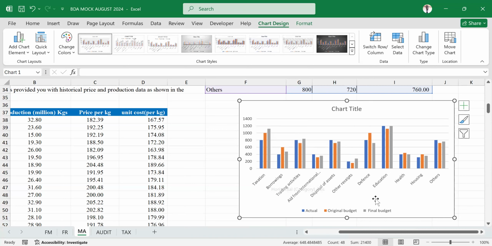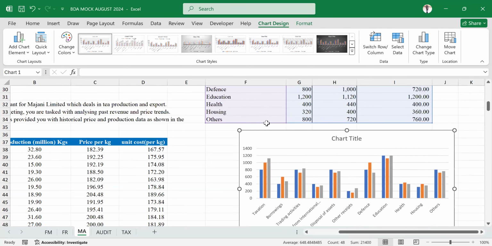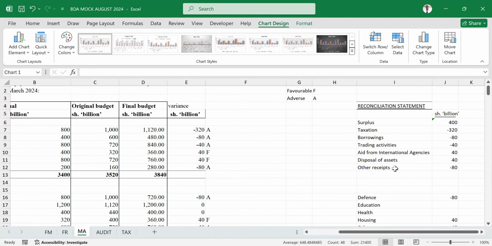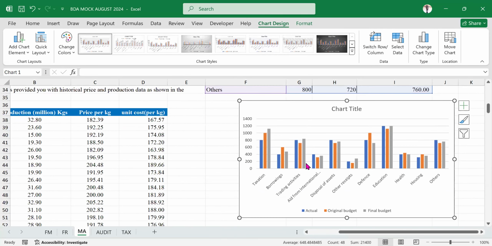The gray one here represents the final budget. So you can see it clearly presents the differences. For someone who does not have a lot of expertise to overthink about this reconciliation report up here, this person will just look at it and say, oh, okay, so our actual was less. And the final budget is way higher than the actual and also the original budget. So under taxation, someone will already see that our final budget was way higher than even the actual.